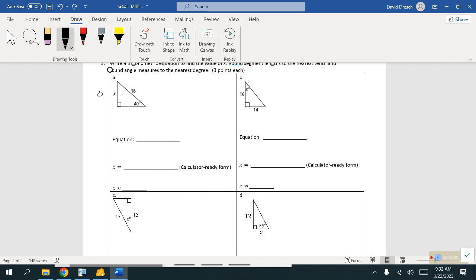This one is going to be opposite over adjacent, which is tangent. 14 over 16. Did you write up the inverse correctly? Some of you did not. Some of you wrote the inverse up in the equation part of things. And then the inverse of tangent is, on this one, 41 degrees.